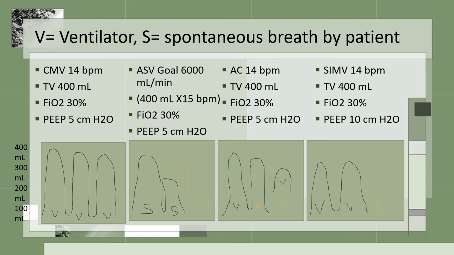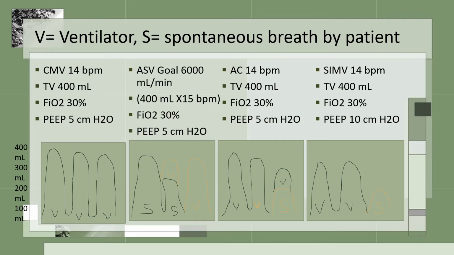In AC, it guarantees breaths and a preset volume. It just delivers the breaths, either the machine or the patient will, but it's going to get a breath no matter what. So in this one, the ventilator has a breath, and then the ventilator has a breath, and it has a small spontaneous breath by the patient, but the volume is filled in by the ventilator.